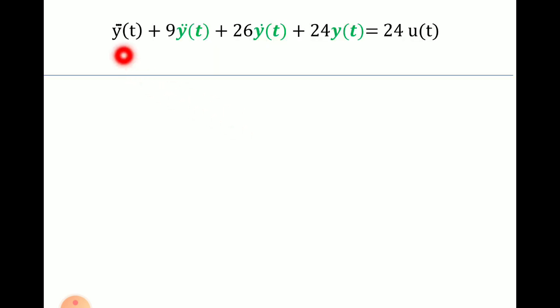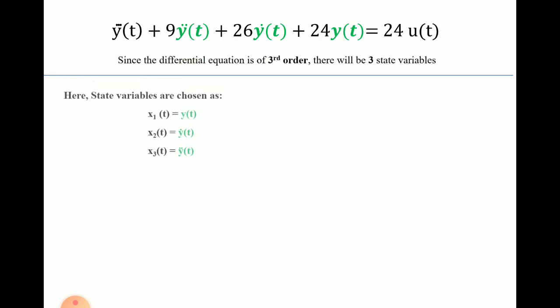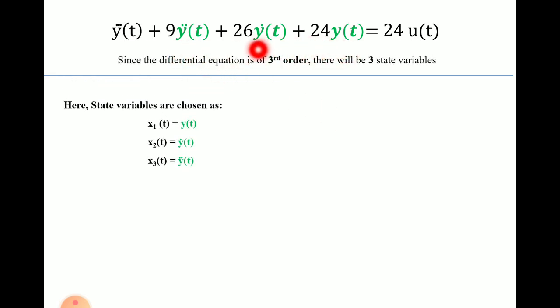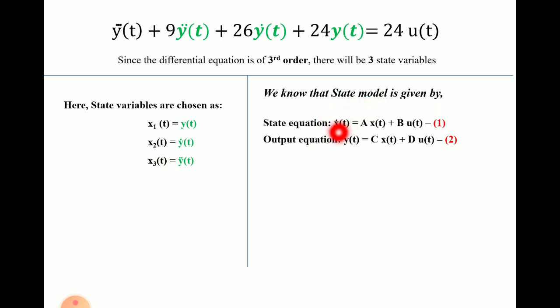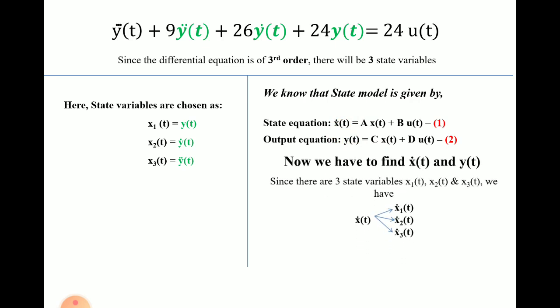Again, this is the differential equation which we have obtained from the transfer function, and again the first step is the same. You have to identify the number of state variables. Here we have y triple dot, so the highest order is 3, so you will have 3 state variables, and again the state variables are chosen as before: y of t, y dot of t, and y double dot of t. x1 of t is y of t, x2 of t is y dot of t, and x3 of t is y double dot of t. Now again we need to develop the state model, for which we have to develop x dot of t and y of t.